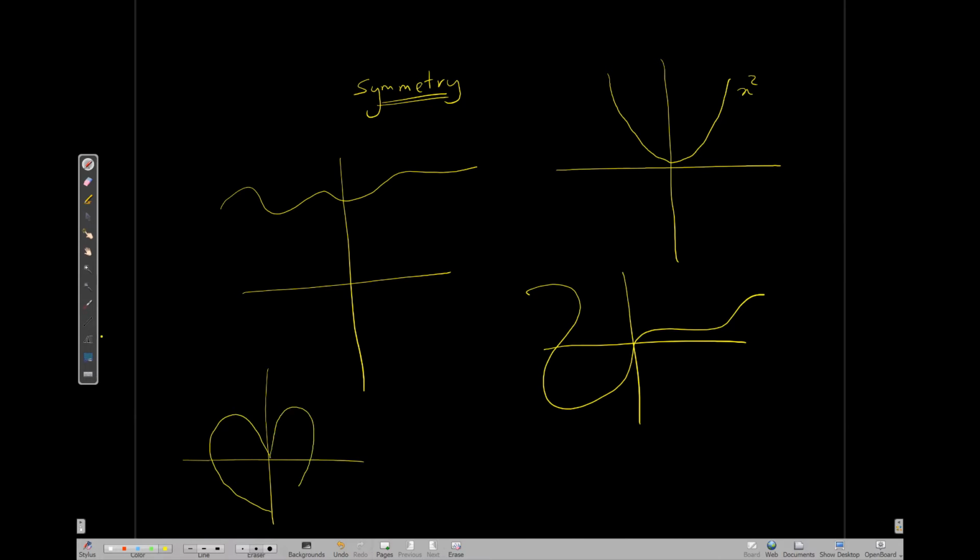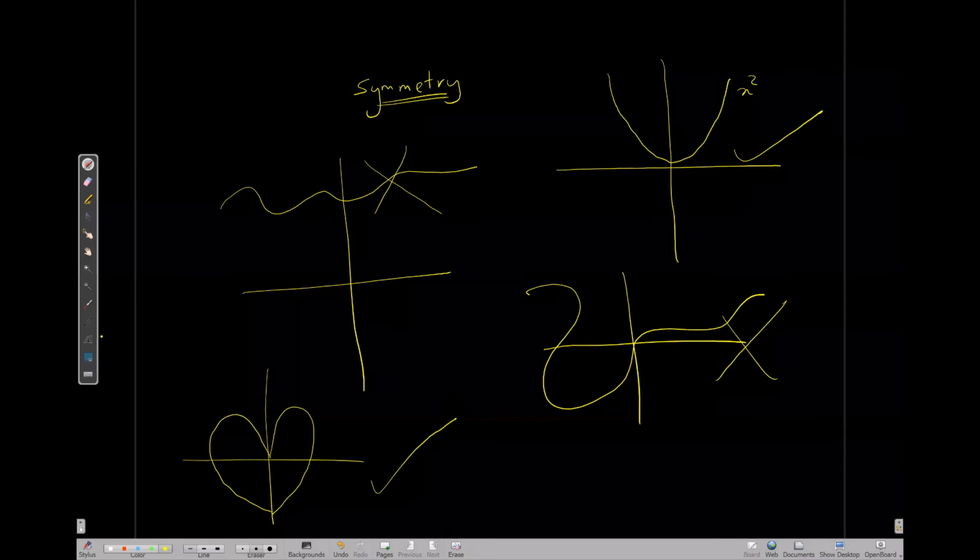See this heart shape, there is a symmetry. In these two cases no symmetry, here there is a symmetry. So we are going to investigate a little bit more into this symmetry.